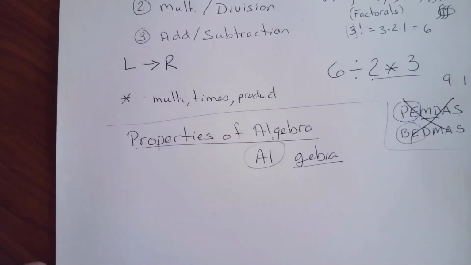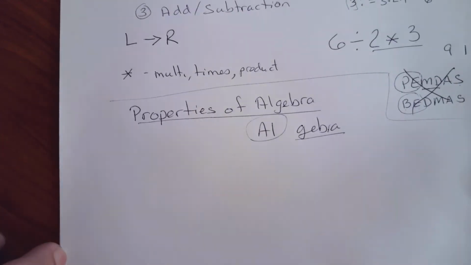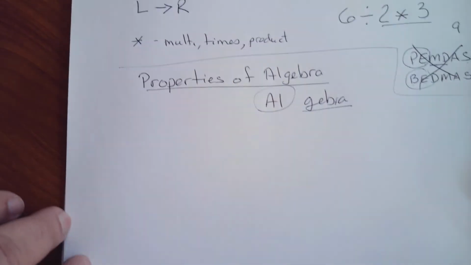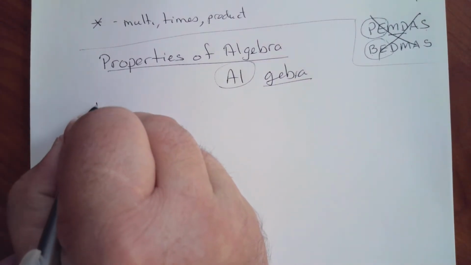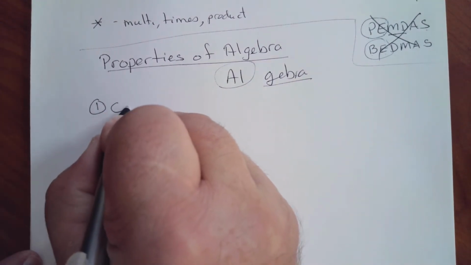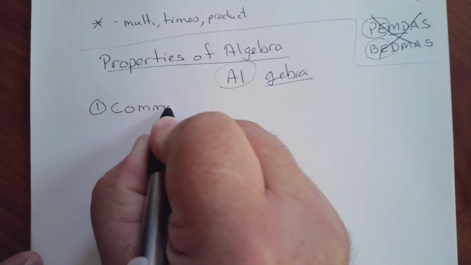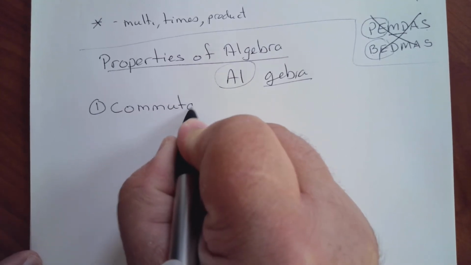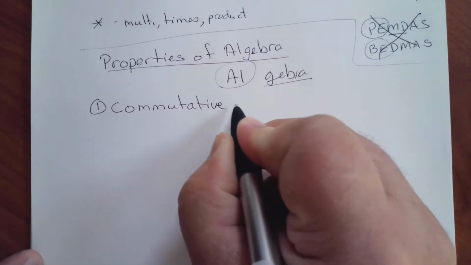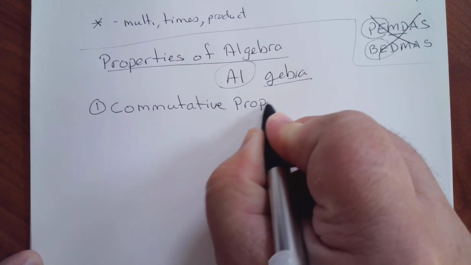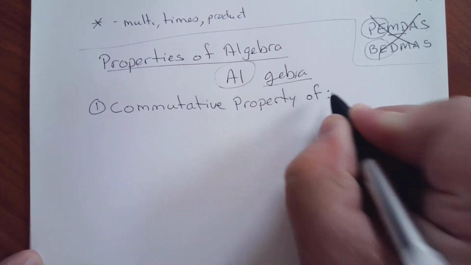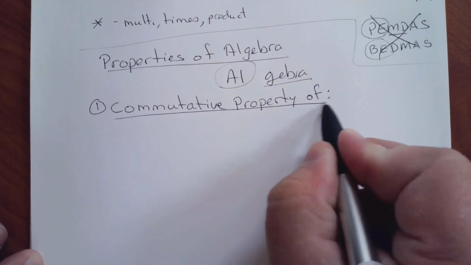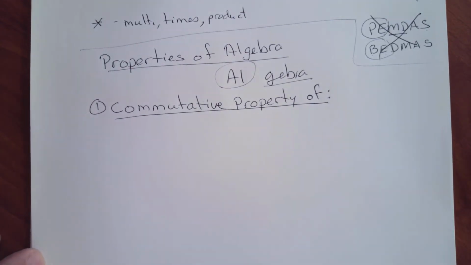So, the properties of algebra. These are important because they tell us what and how to do things. The first one: the commutative property of.